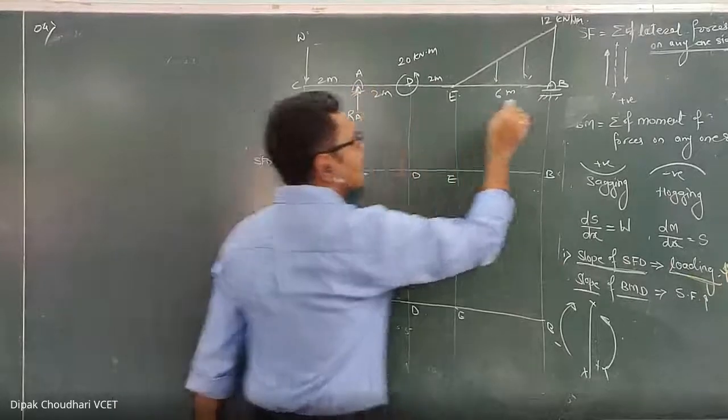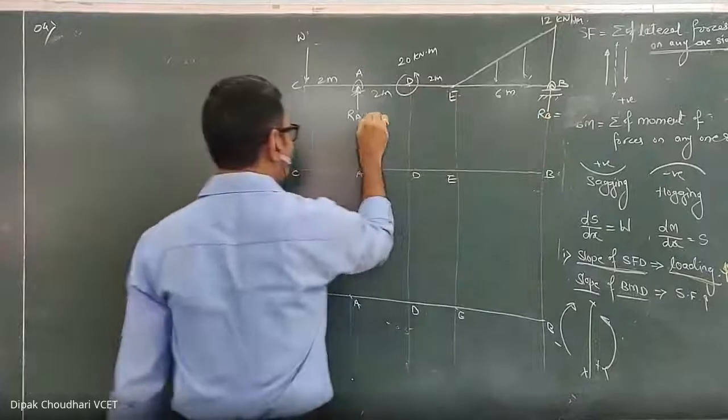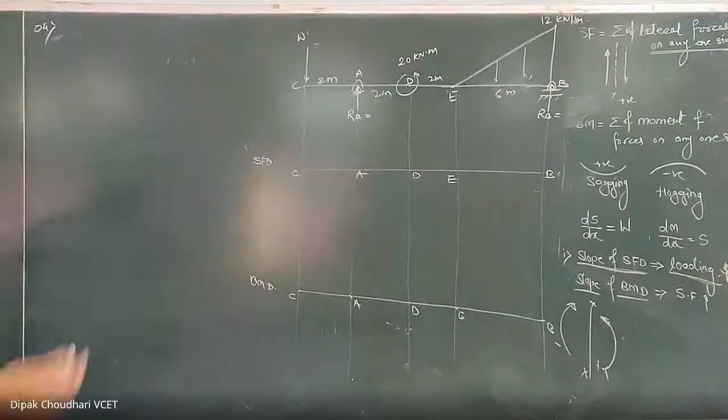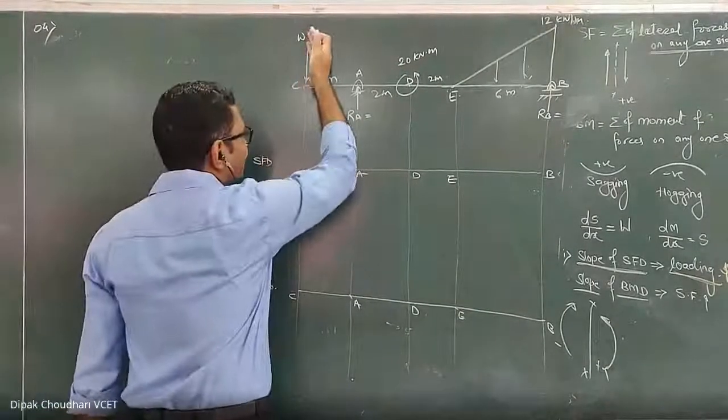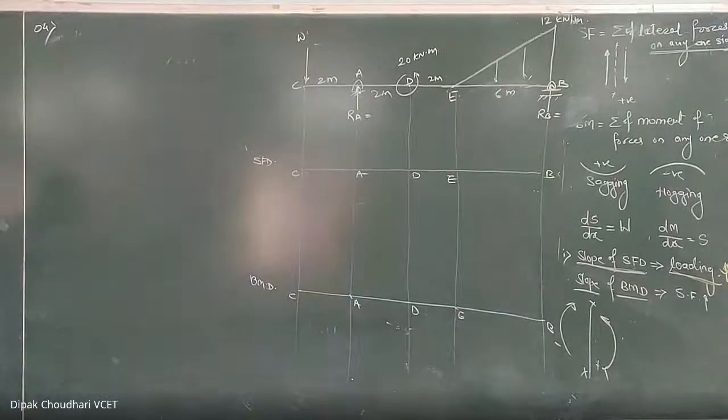This is RA and this is RB, and one condition is given that RA equals RB. How much? That we don't know. But it is given that RA equals RB. By using this condition, you have to calculate W as well as the values of RA and RB. Calculate and tell me the answer.